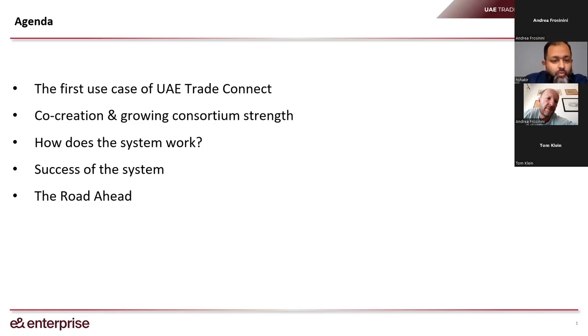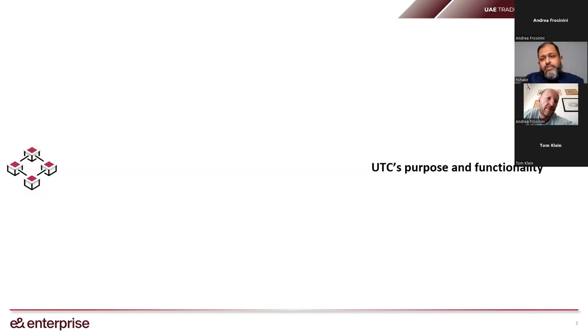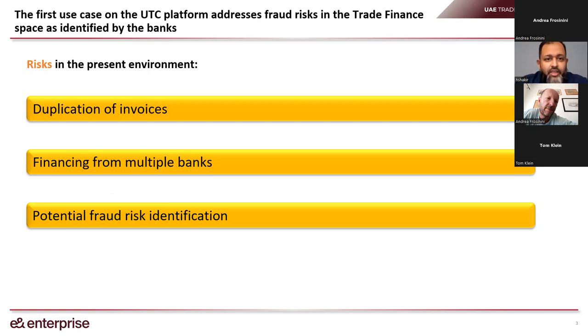So I'm going to start with the first use case. UTC, which we use as the abbreviation for UAE Trade Connect. The idea was to address the fraud risks in the trade finance space, and this use case was identified by the banks. We all know that when it comes to trade finance, whether it's invoice discounting, factoring, reverse factoring, trust receipts, there are so many flavors of the same thing.